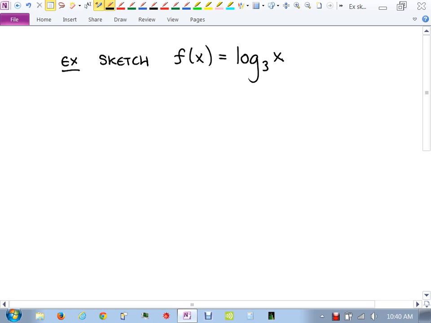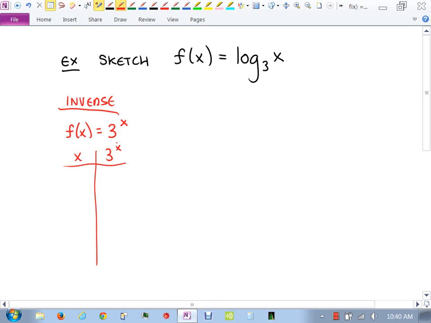What is the inverse of this function? What's the inverse? The inverse of that is f of x equals what? 3 to the x, right? The inverse of the log base 3 function is 3 to the x. Can you make a t-table for 3 to the x easily and quickly?